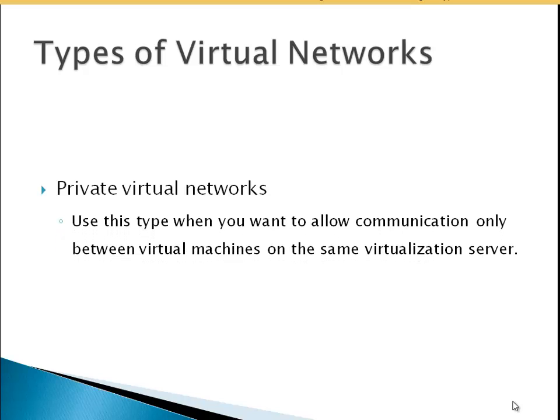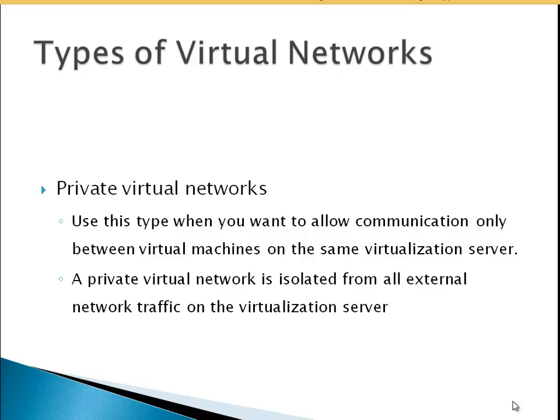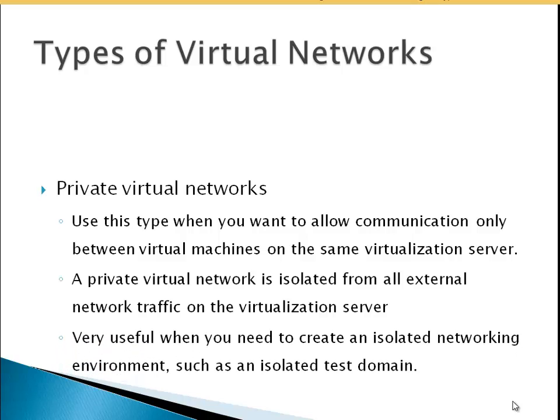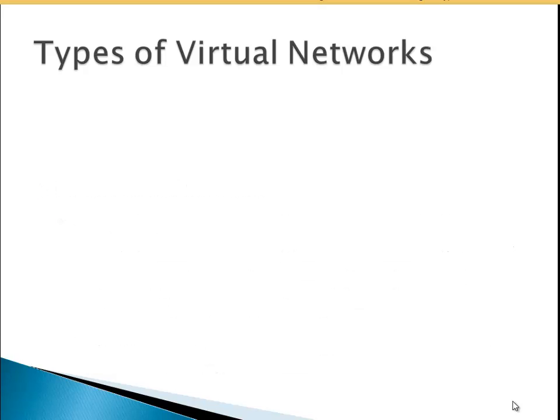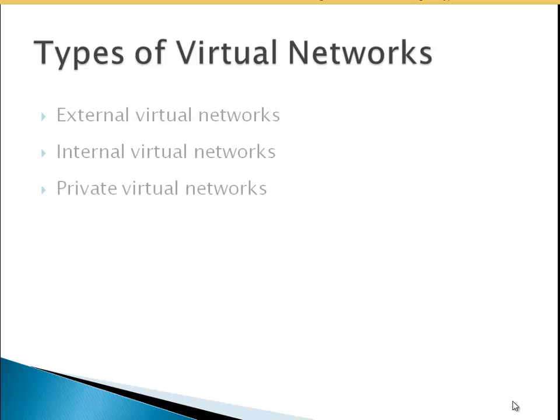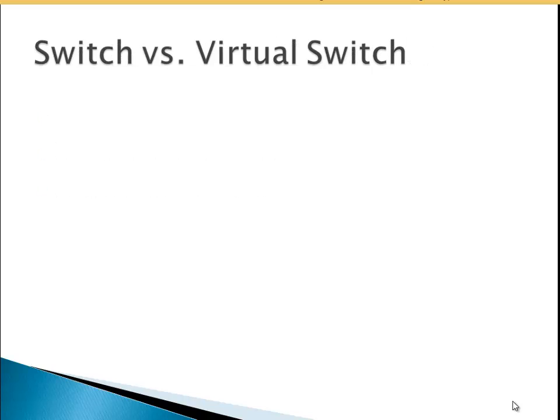And then we have a private virtual network. Use this type when you want to allow communication only between virtual machines on the same virtualization server. A private virtual network is isolated from all external network traffic on the virtualization server. Very useful when you need to create an isolated network environment, such as an isolated test domain. So we have types of virtual networks: external virtual networks, internal virtual networks, and private virtual networks.